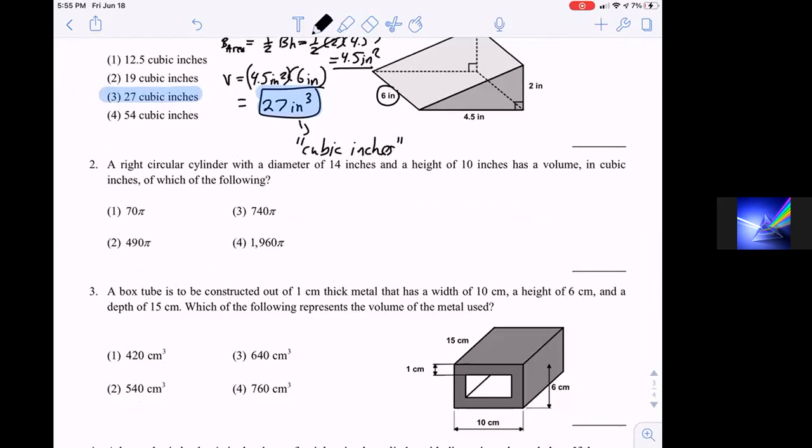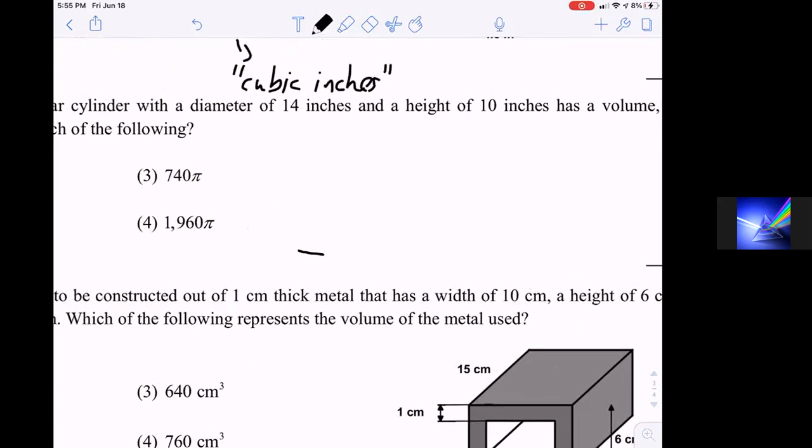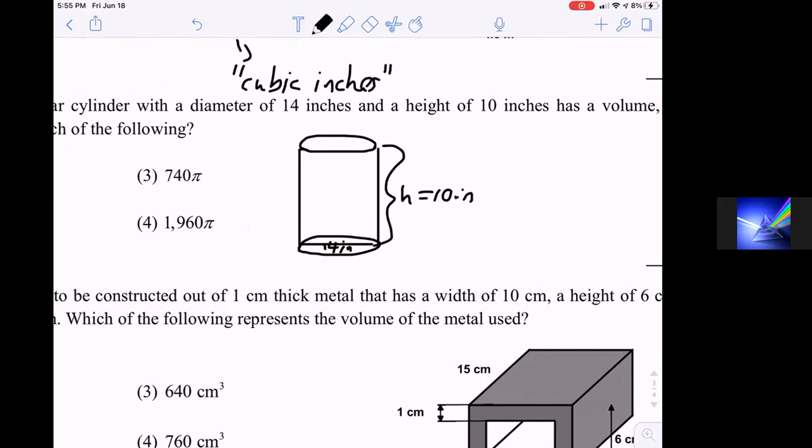Question number 2. A right circular cylinder. Okay, so let's draw it first so we can visualize this. Draw a circle, draw a wall, another wall with another circle on top. There's your cylinder. Now the cylinder has a diameter of 14 inches going all the way across it, and it has a height of 10 inches. Well, if the diameter is 14 inches, the radius would be 7 inches, and you know you need the radius.